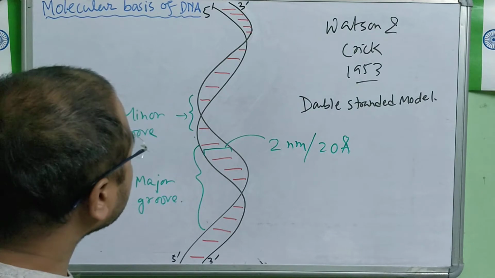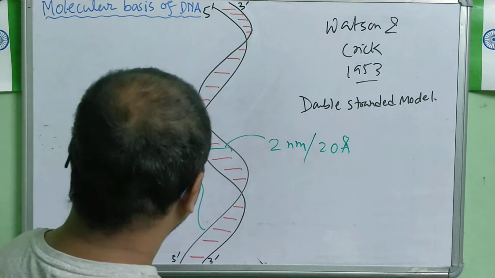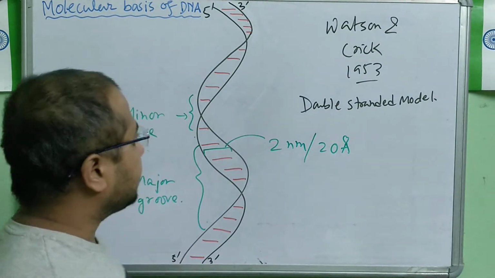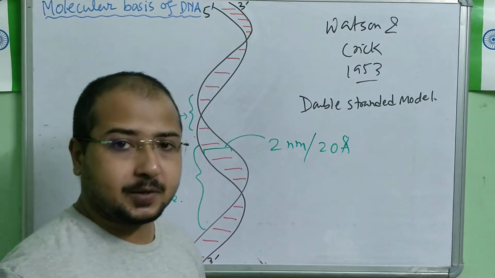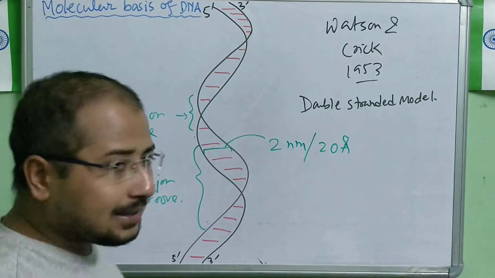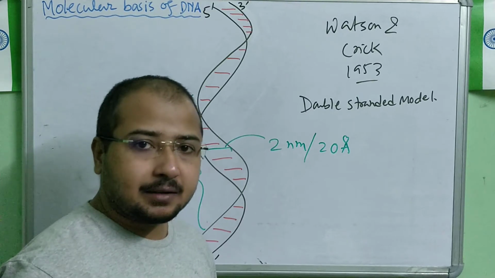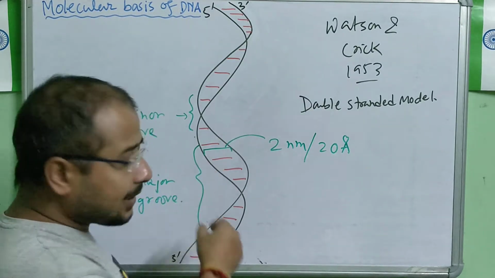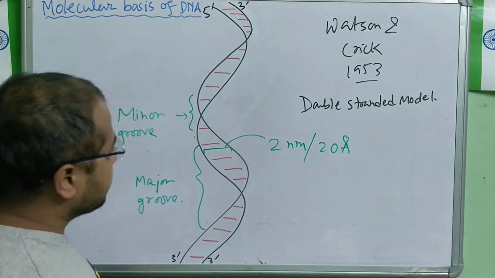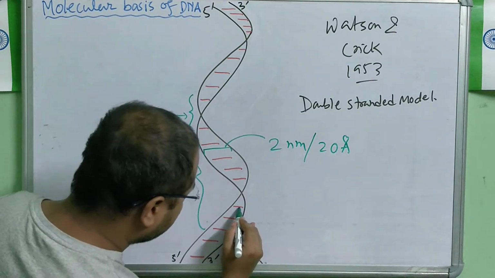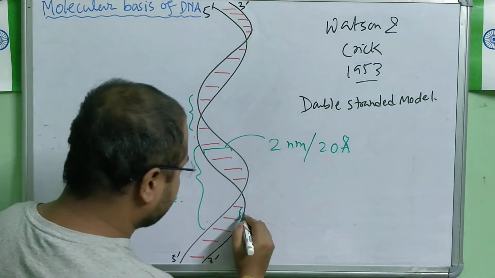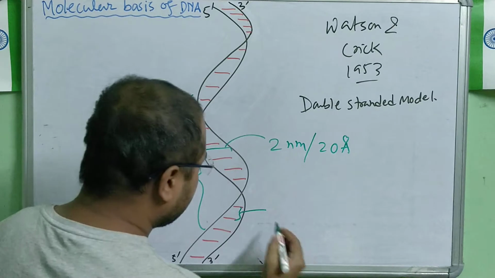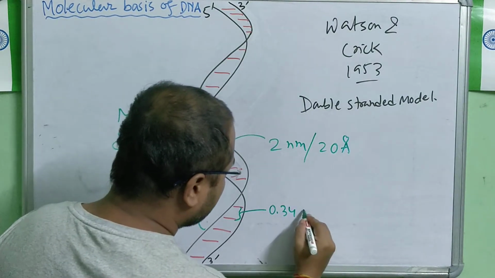Now you see the base pairs here in between. In between the two strands there are base pairs. The red lines are the base pairs basically. What these base pairs are all about, that also we'll understand. But before that, let us see the distance between two consecutive base pairs. Any distance between any two consecutive base pairs is 0.34 nanometer.